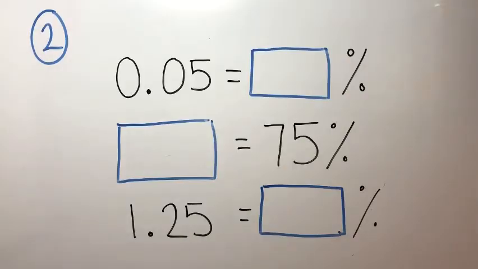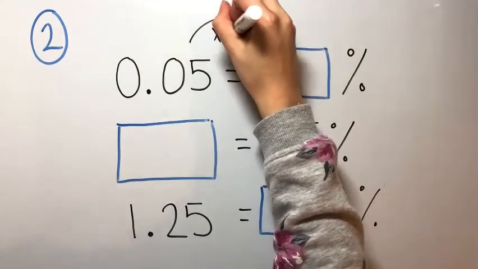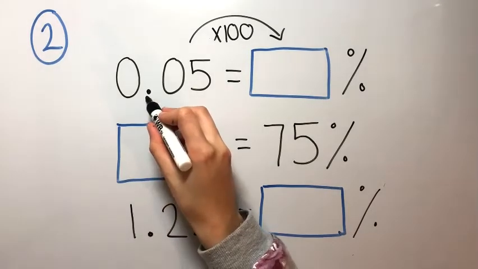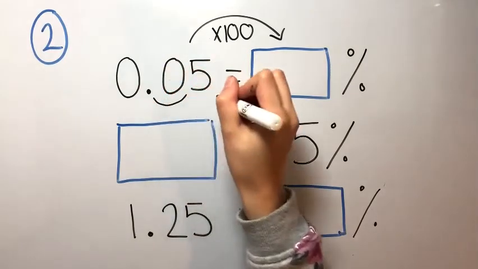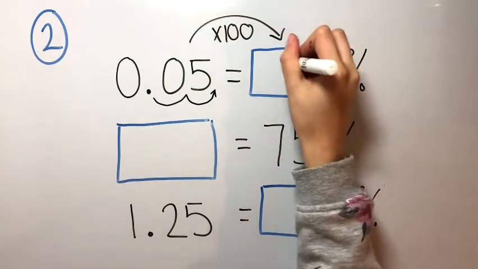Question 2. 0.05 equals what percent? Now, when we are converting from a decimal to a percentage, we multiply by 100. That's the same as moving the decimal place 2 places along to the right. 1 place, 2 places. That gives us 5%.